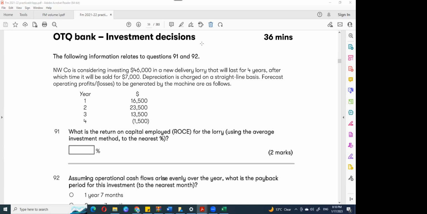Now, students, this is profit. First of all, remember these questions, which are objective test questions, we need to solve on a calculator.